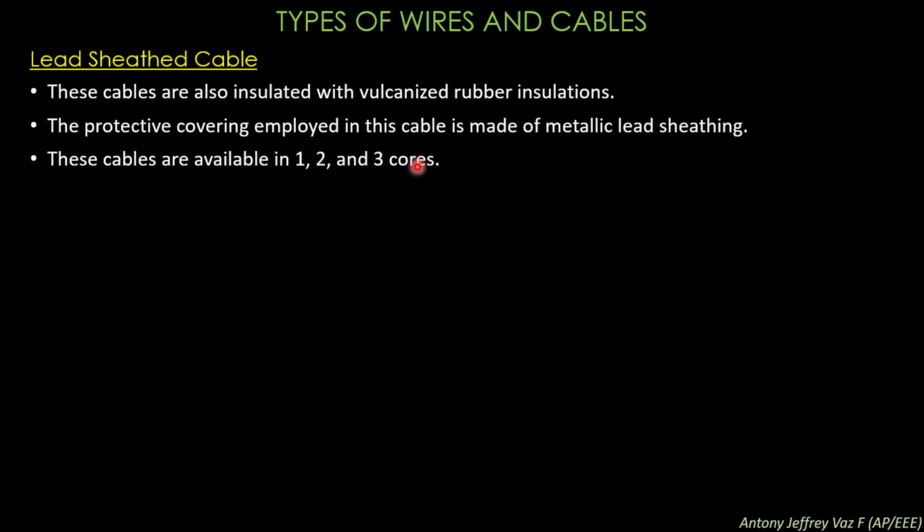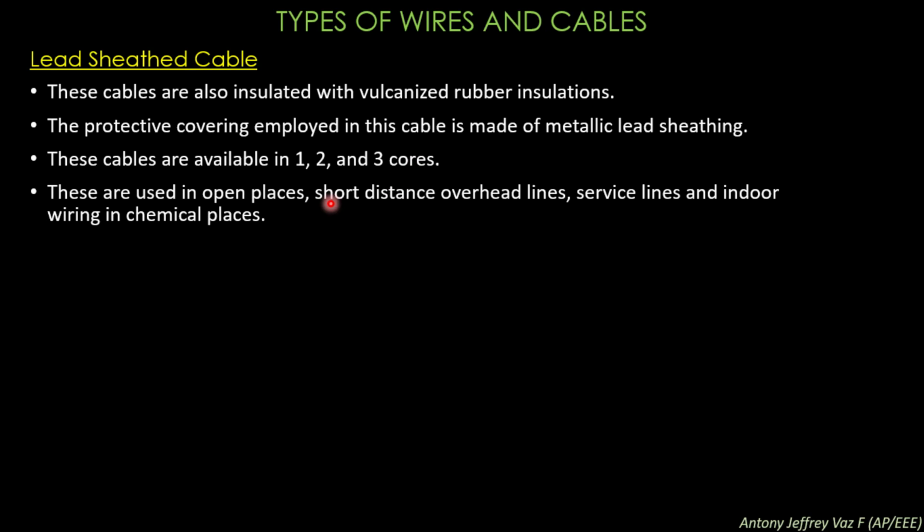Inside the cable you will be having 2 or 3 copper or aluminum conductors. These are used in open places, short distance overhead lines, service lines and indoor wiring in chemical places. So, in case of overhead lines you will be using this lead sheathed cables for short distance overhead lines. After that, these cables are being used in indoor wiring in chemical factories.